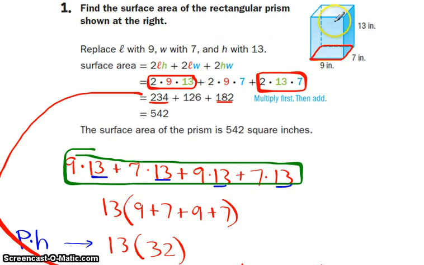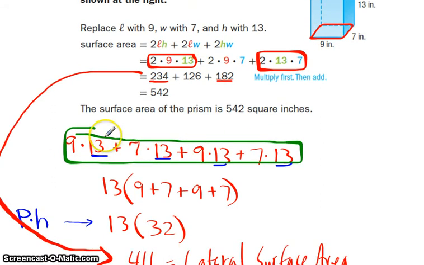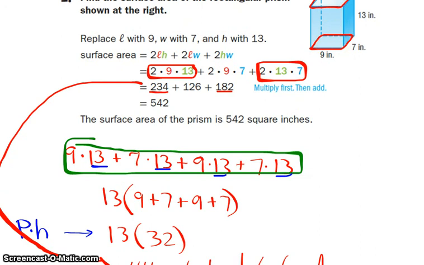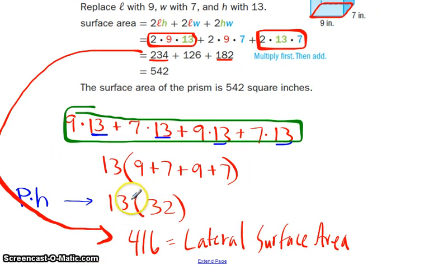So here are your bases right here. Okay. How do we find the area of those two bases? 9 times 7. Look, 9 times 7 times 2, because there are 2. So we can skip all of this extra work right here and just go 2 times the area of the base plus the perimeter of the base times the height.